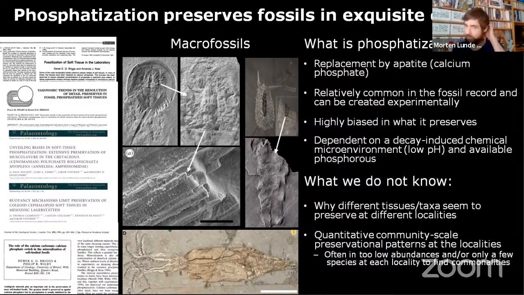So one of the issues is that often the amount of phosphatization is very low at these deposits, despite them being relatively common in the Phanerozoic. But all the phosphatization is restricted to only a very few species, and that makes it very difficult to quantify the community scale preservational patterns, and therefore to find commonalities in phosphatization. And without these commonalities, it's very difficult to understand the mechanisms for phosphatization.